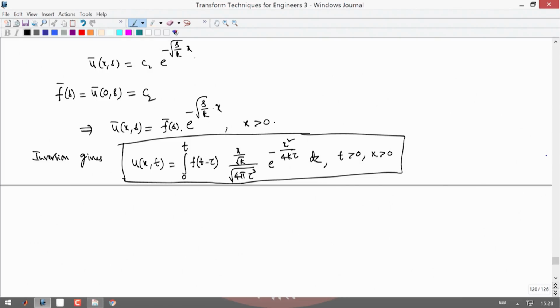Okay. So, x is outside this root. So, you have x by root k as your a, so a divided by square root of 4 pi tau cube times e power minus a square, that is x square by k, 4 t, that is 4 tau. So, this is the form you should get.